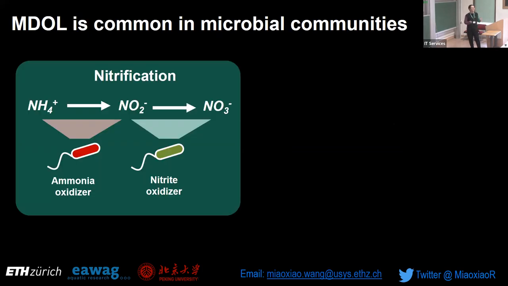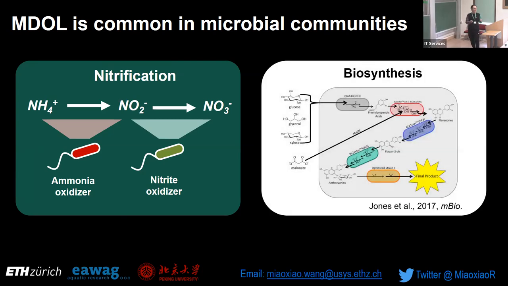Actually, this is very common in nature. A very classical example is nitrification, which is a division of labor between ammonium oxidizer and nitrite oxidizer. And actually, this is a natural case. In human society, in industry, we also want to engineer such a system to, for example, produce a more valuable product for our use.